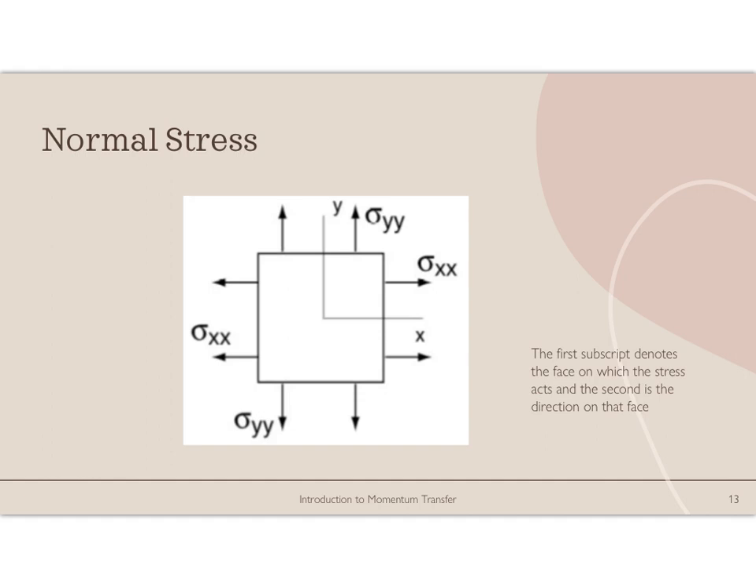And so if you think about these surfaces, and the X and Y are designated here, oriented at the center of this small area, the first subscript denotes the face on which the stress acts, and the second is the direction on that face. And so for the normal stress, they're acting in the X direction, and that face is at a position X, right? So we go to positive X or negative X. And then we can use arrows to designate positiveness or negativeness.